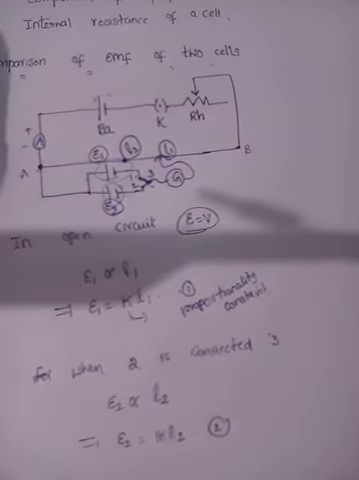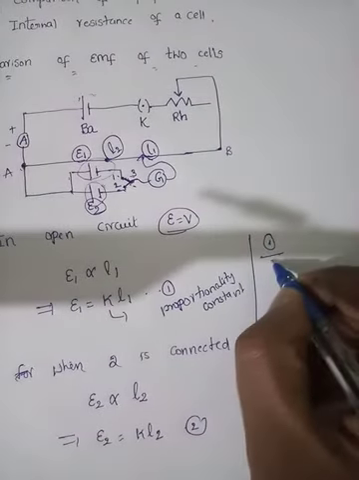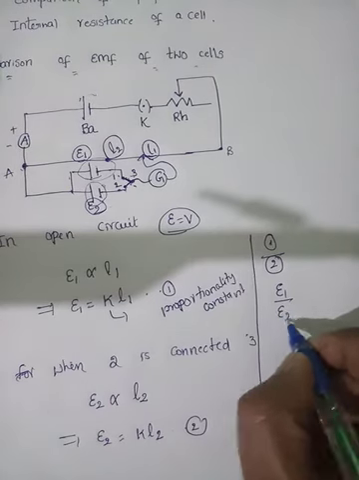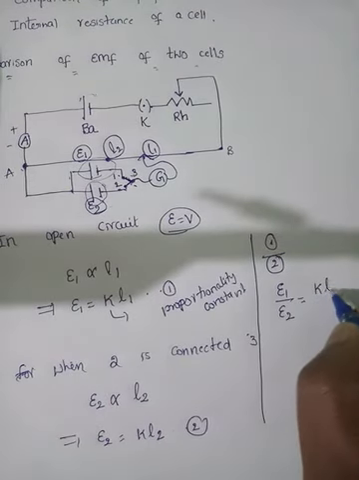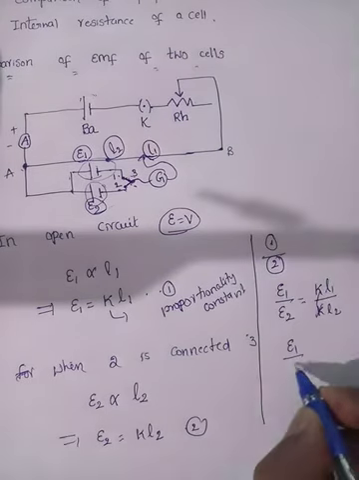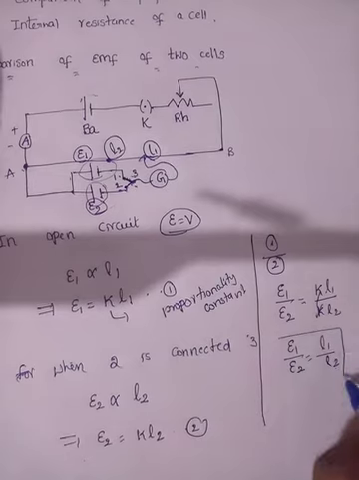So we should compare these two EMFs, right? What can you write here? Dividing 1 by 2, what do you get? E1 by E2 equals K into L1 by K into L2. K cancels. So E1 by E2 is equal to L1 by L2.